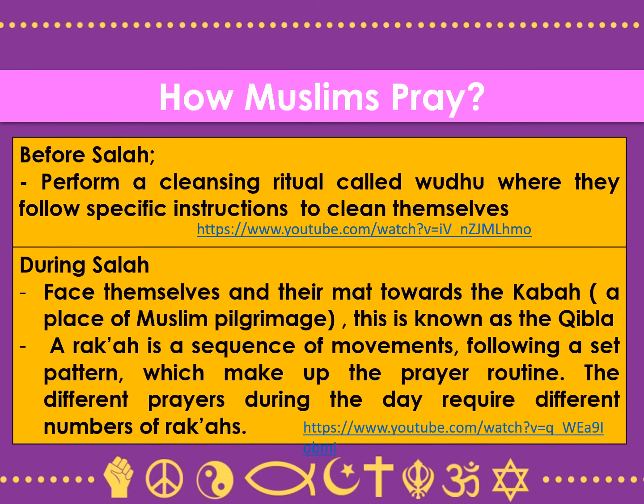And then when they actually begin the prayer, for the purpose of the exam, you don't need to know exactly the actions that they do, but you need to know that they face themselves towards the Kaaba. This is known as the Qibla, the place of Muslim pilgrimage, and they perform rak'ahs, which is a sequence of movements following a set pattern, which makes up the prayer routine. In Fajr you might have 4 rak'ahs, and in Maghrib you might have 5 rak'ahs. The different prayers during the day require a different number of rak'ahs, and also in special times during Ramadan you might have extra rak'ahs, which we will look at when we go on to the Ramadan unit.